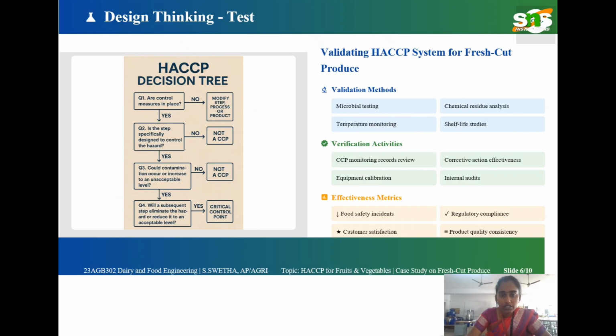So next one is test. With this prototype, we have to do testing, like microbial testing, temperature monitoring, chemical residue analysis, and shelf life studies. Verification activities include CCP monitoring, record review, internal audits, equipment calibration, and corrective action effectiveness. Effectiveness metrics include food safety incidents, regulatory compliance, customer satisfaction, and product quality consistency.